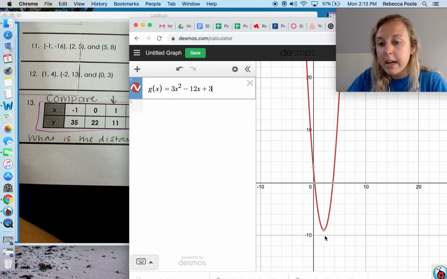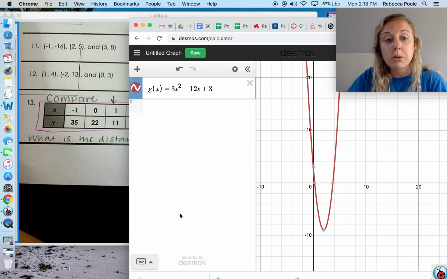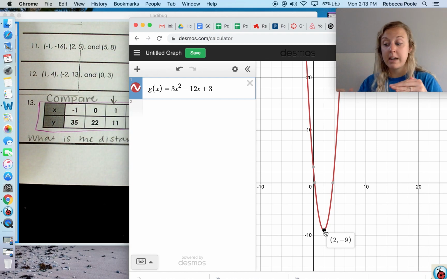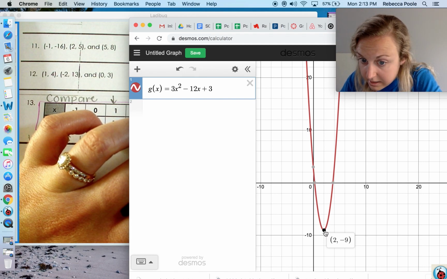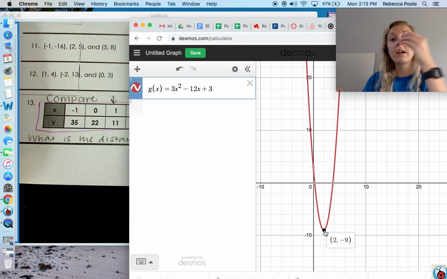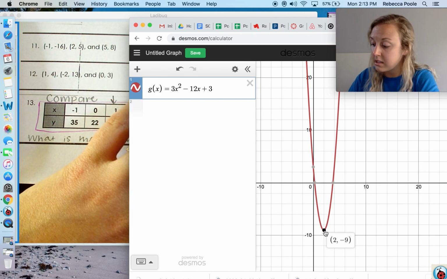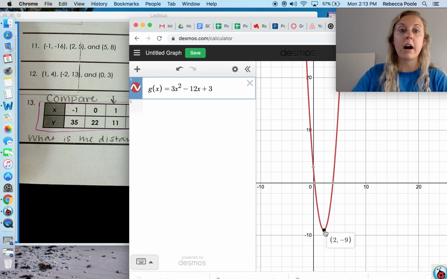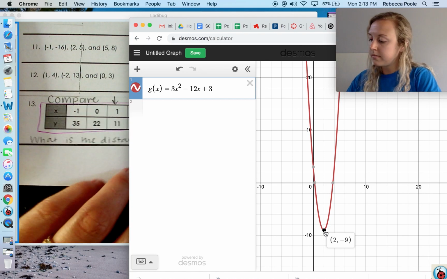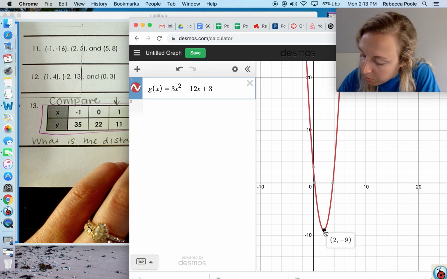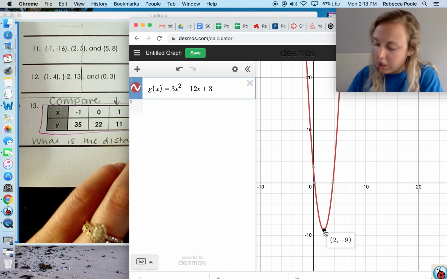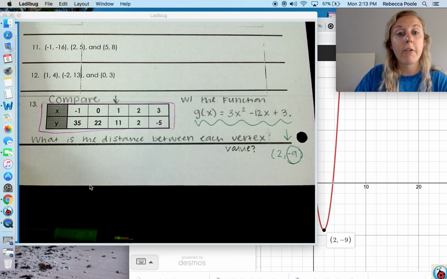All right, and I'm looking at it. It says, what is the distance between each vertex? So the vertex here reaches down to -9, okay? So the green one, the vertex is at (2, -9), but it reaches down to -9, so that's the important part. That's the minimum value, okay? This problem should have probably said each vertex value, so I'm going to change that for y'all so you know to use the y, all right?